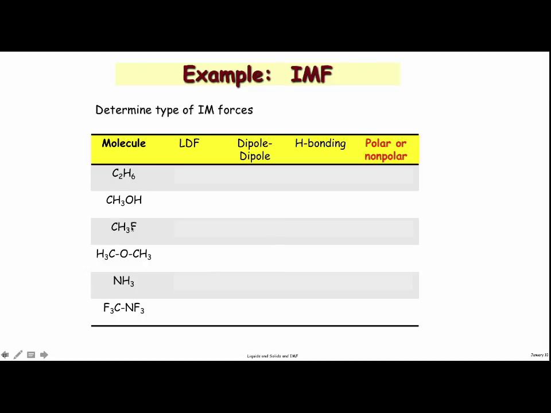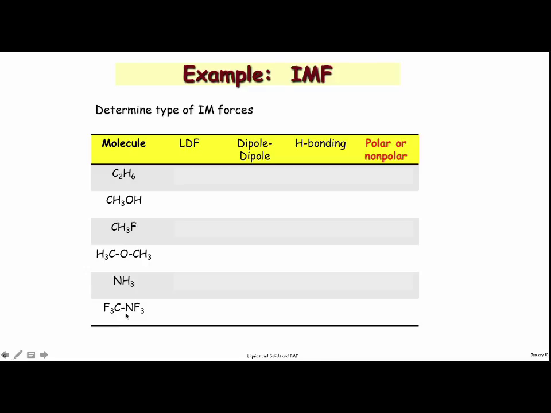This is polar. This chemical right here, it's not quite methane. It's got fluorine, so it's not totally symmetric. This is polar. This chemical right here, because it's symmetric, even though you have an oxygen in the center, this is polar. NH3 is polar. This chemical right here, because there's non-symmetry in these chemicals, these two are polar.